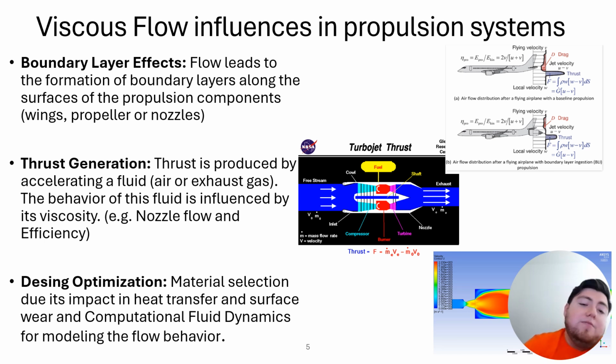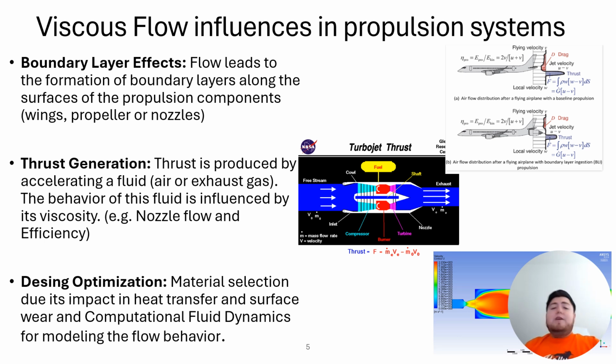And then we have design optimization. It can go from material selection, which can impact the heat transfer or the surface wear that your materials may have, all the way to computational fluid dynamics for modeling the flow behavior. These are new technologies that are coming out. The picture on the bottom right is a CFD picture of a rocket simulation. I think it's really cool.